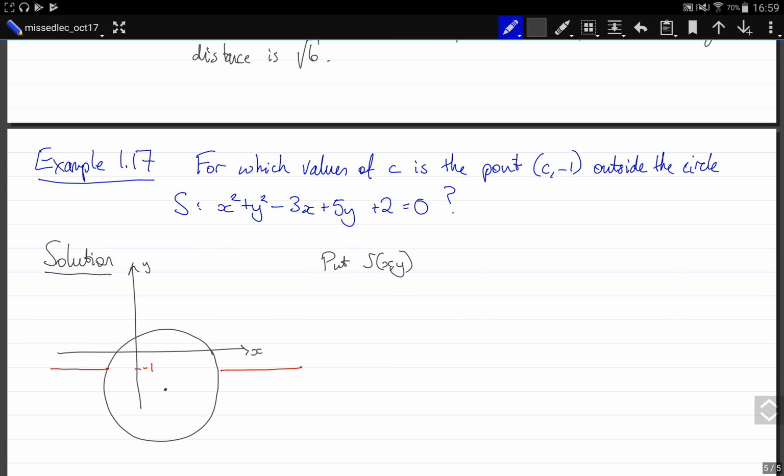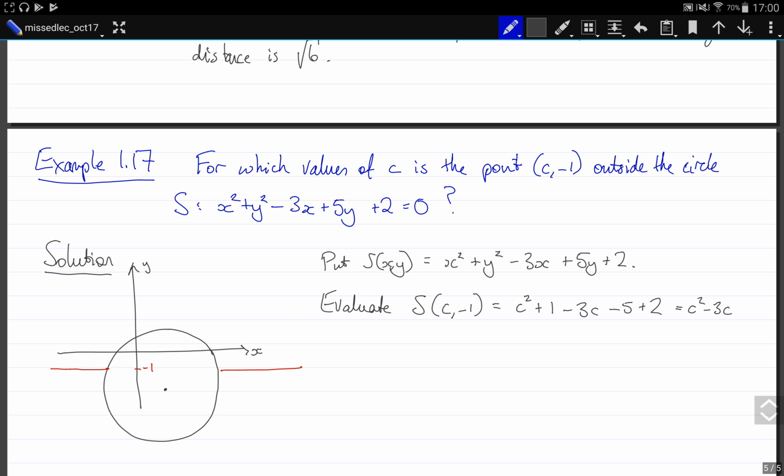So again, just as we do with lines, let's be careful to define the function we want. S of xy is x squared plus y squared minus 3x plus 5y plus 2. And now we evaluate S of c, comma minus 1. So this is for all the points on this horizontal line. And we're going to get a quadratic for c. So we want this point to be outside the circle.